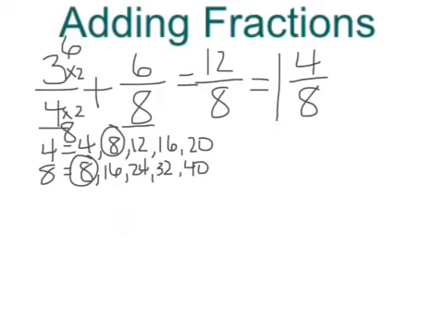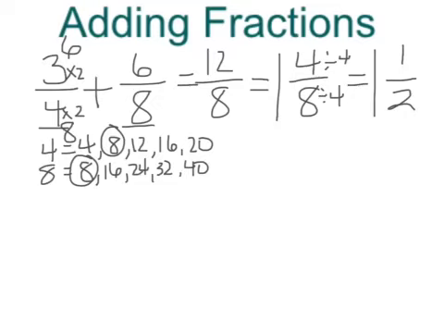I can further reduce this fraction by dividing the top and the bottom numbers by a common factor. Thinking about the numbers 4 and 8, I know that both of these numbers are divisible by 4. Whatever I do to the top, I have to do to the bottom. You'll notice that I went ahead and wrote my 1 on the other side of the equal symbol. This is because nothing is going to change with the 1 since it's a whole number. When I divide 4 by 4, I get 1, and when I divide 8 by 4, I get 2. So my final answer is 1 and 1/2.